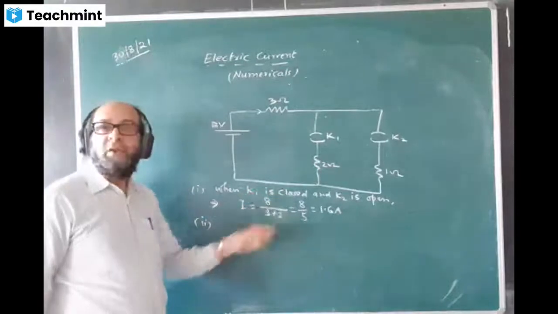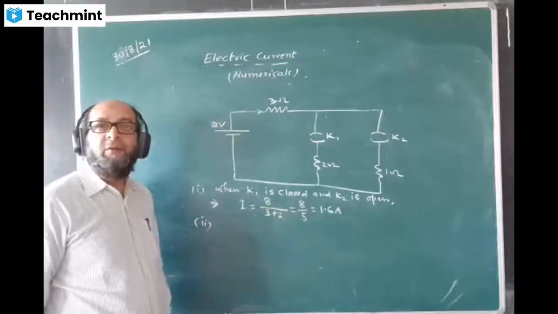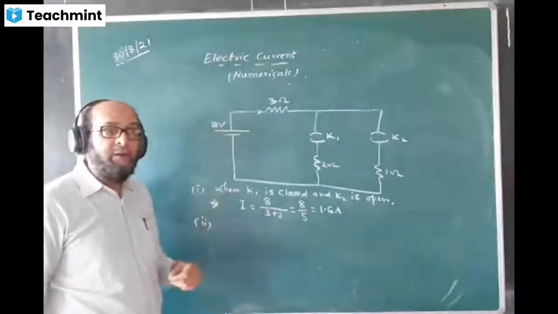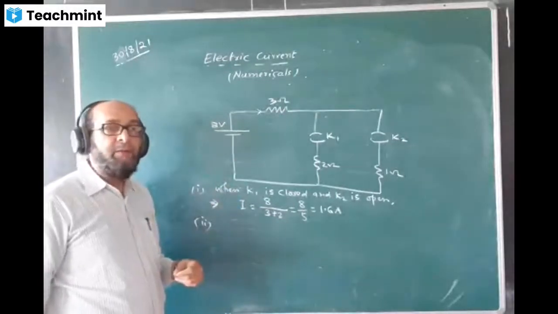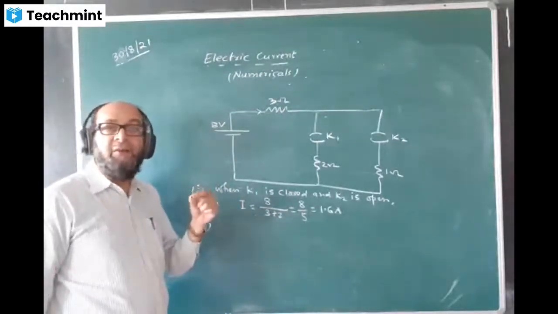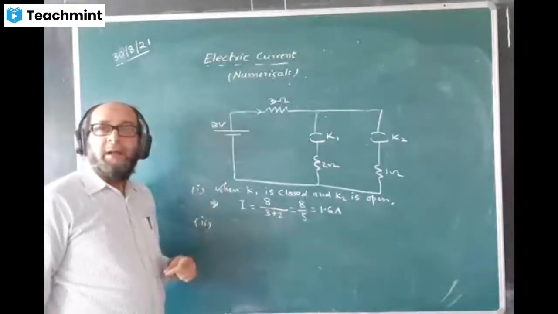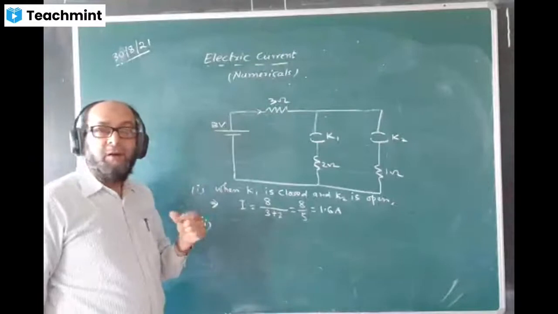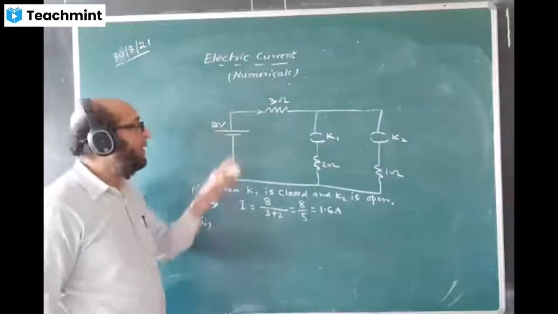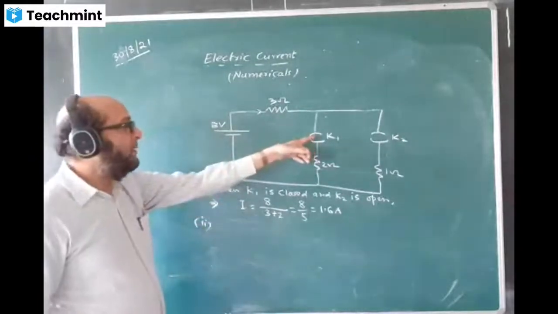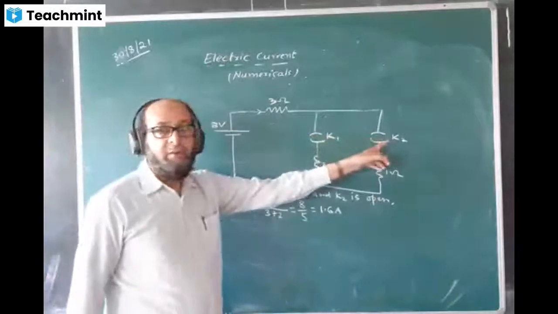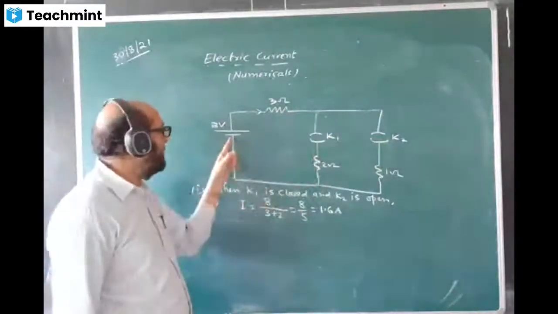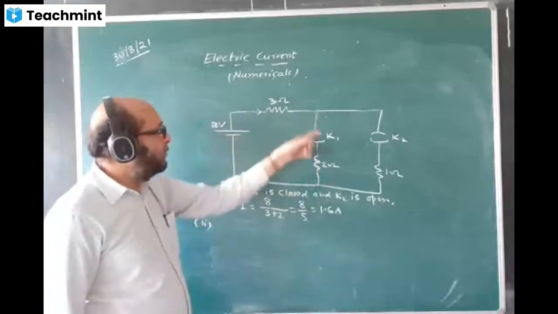What is the meaning of closed? Just now you said, what is the meaning of closed? Current will flow. On. That means K1 closed means current will flow, and that is the on position. Open means off position, current will not flow. K1 is open and K2 is closed, so current will flow through this, this way, and go back to the source. 3 and 2 are in series.